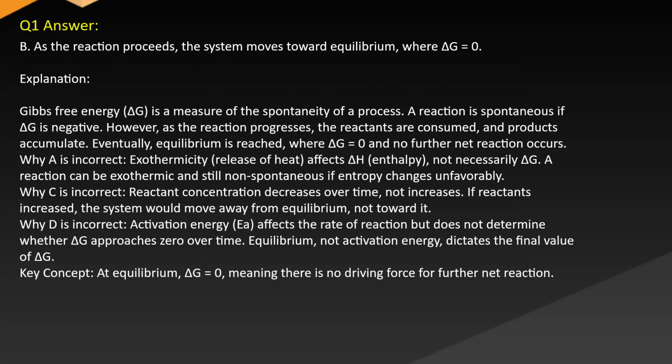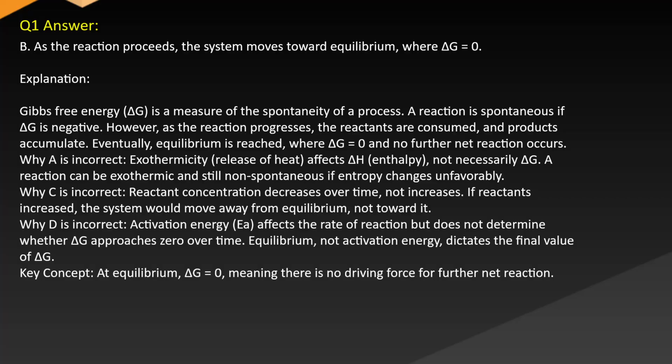Answer. B. As the reaction proceeds, the system moves toward equilibrium where ΔG equals zero. Explanation. Gibbs free energy ΔG is a measure of the spontaneity of a process. A reaction is spontaneous if ΔG is negative. However, as the reaction progresses, the reactants are consumed and products accumulate. Eventually, equilibrium is reached where ΔG equals zero and no further net reaction occurs.